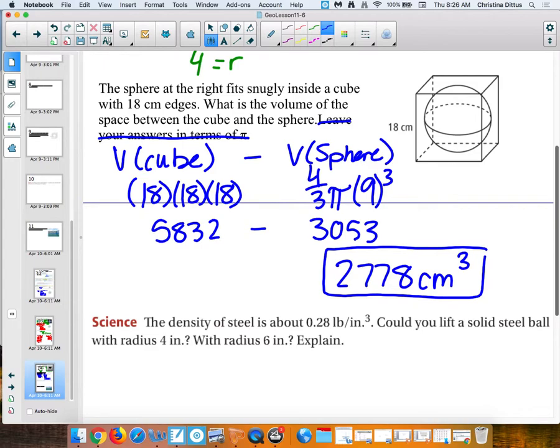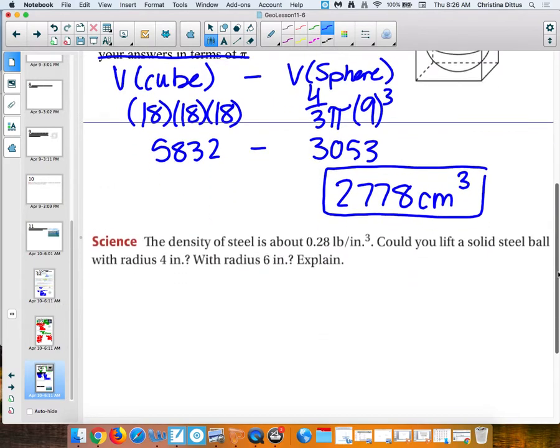How do I know when to add them and when to subtract them? One thing's inside another or something. If something's inside something, you're gonna subtract. You're gonna add when something's on top of something or next to it, or not inside. So okay, last one.